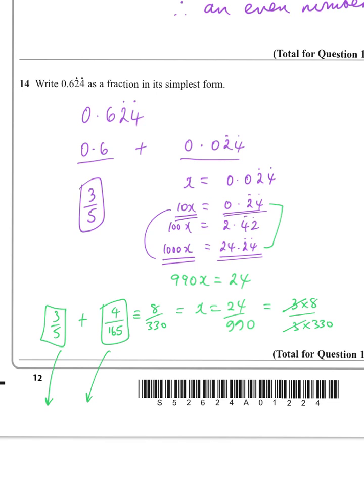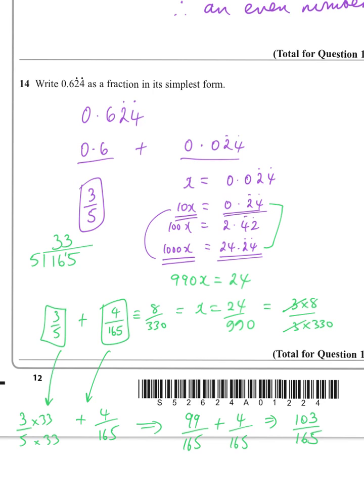So 3/5, I would change that to 165ths, and if you're not sure, then just do 5s into 165, and you'll see that is 33. So if you times top and bottom of 3/5 by 33, and then add it to 4 165ths, the answer will become clear. You'll have 99 165ths plus 4 more of them, which will give you the required answer, which will be 103 165ths.